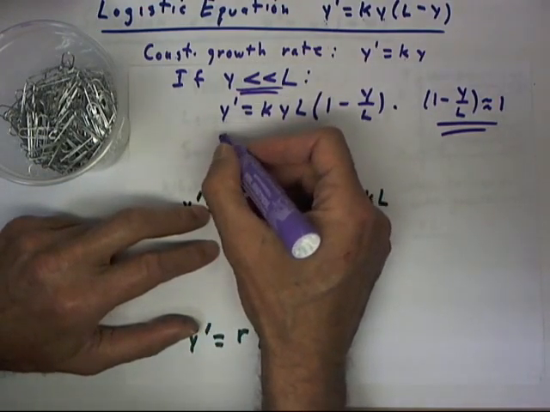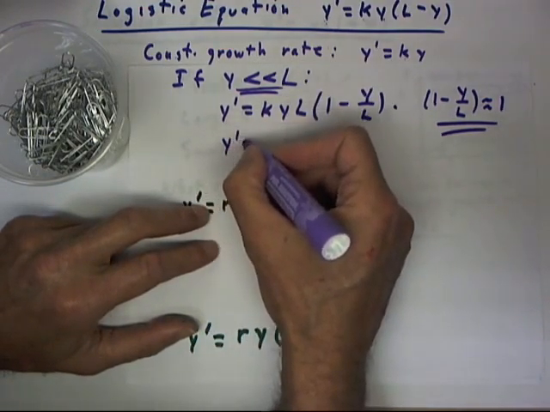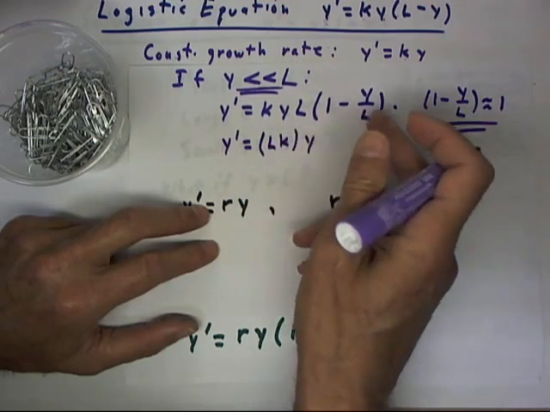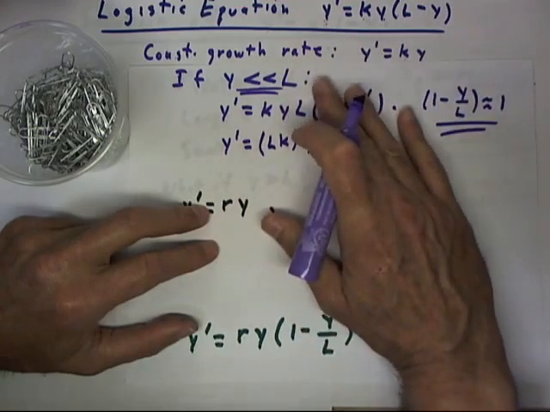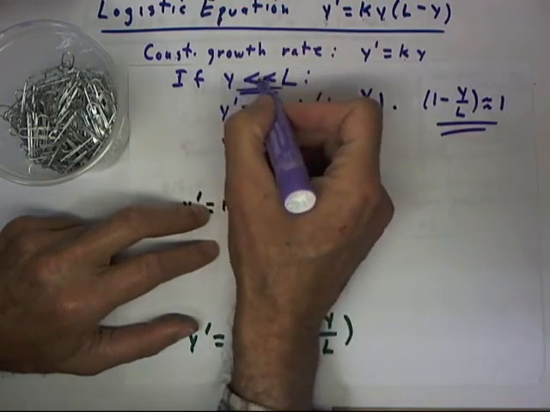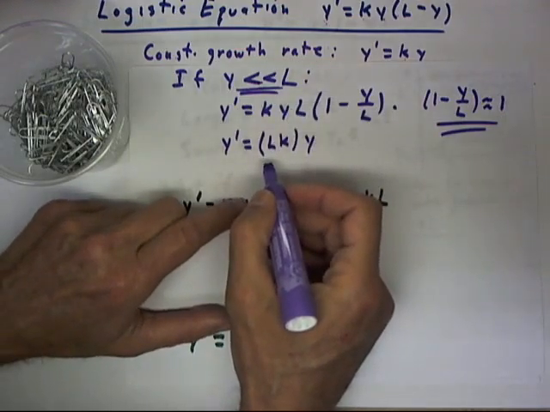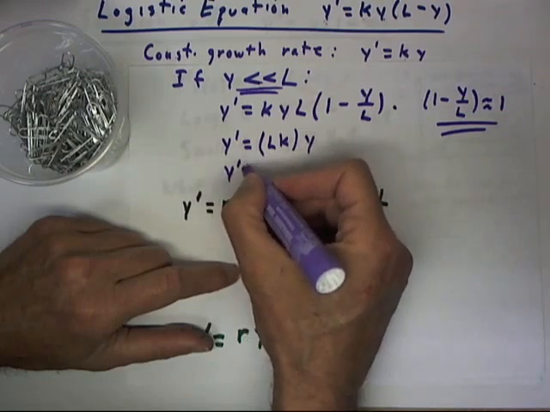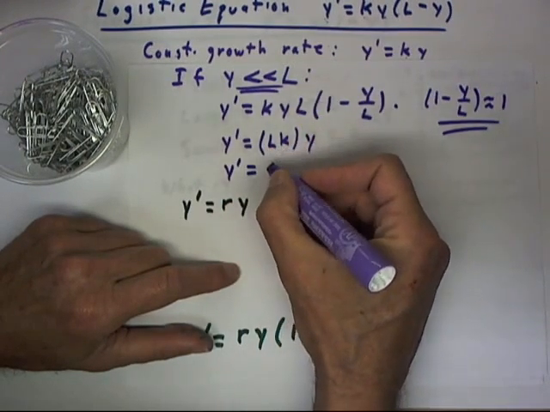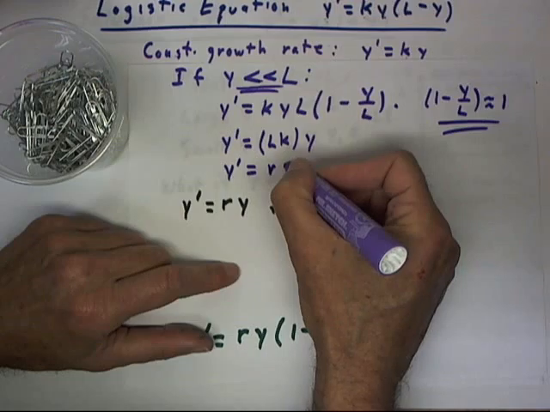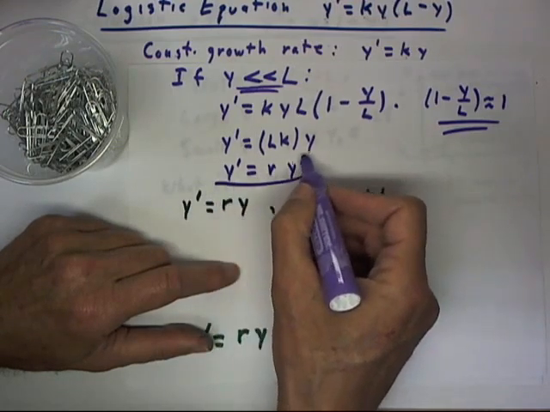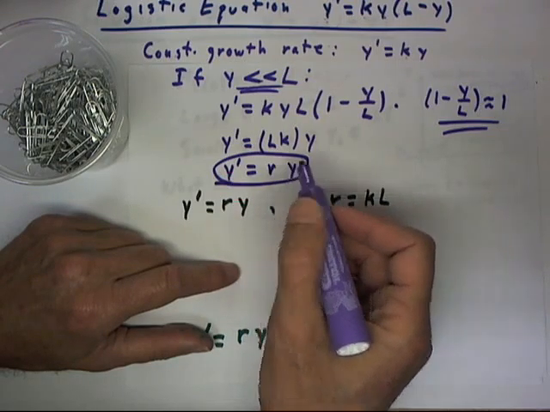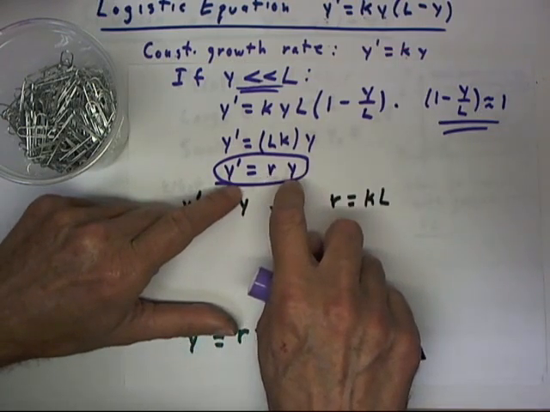In this case, we can write y prime equals KL times y, and this being close to 1, we can just leave it off. Again, this only applies if y is much less than L. Instead of writing KL, we could just use a single variable like r, and this is very much like the equation y prime equals ry, which is not an uncommon form for exponential growth.